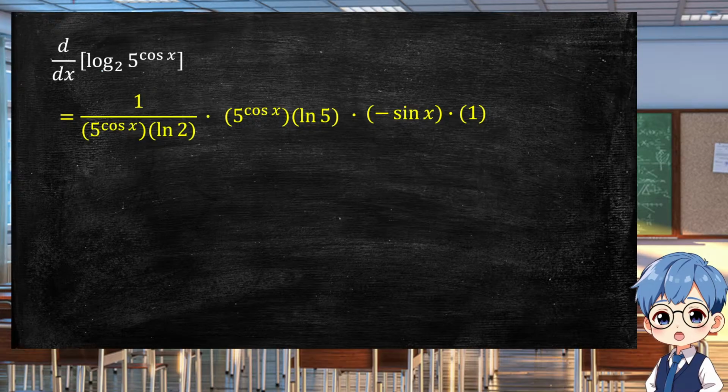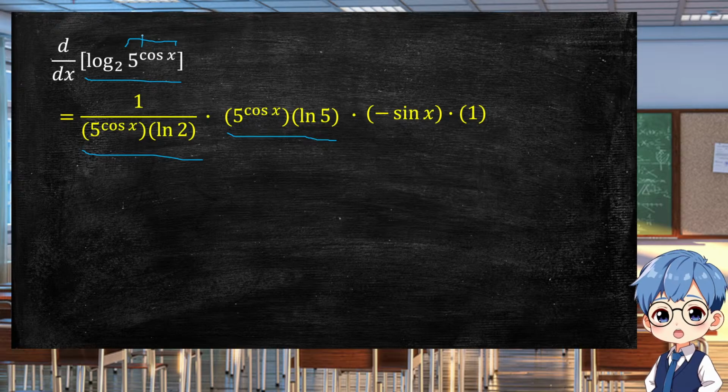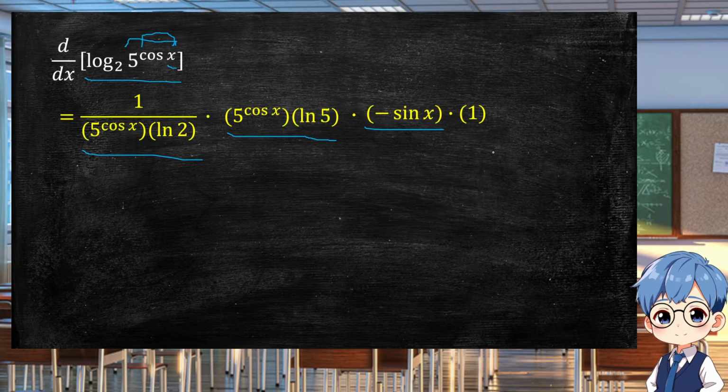So again, the derivative of the log, which is this. Derivative of 5 cos x, which is this. Derivative of cos x, which is this. And lastly, the derivative of the angle, which is this. So we get the derivative 4 times, or in a 4 step process. So let's see if we can simplify further. So take note, we have 5 cos x here and here, so we can cancel out this one. What else? Yeah, we cannot cancel it out anymore.